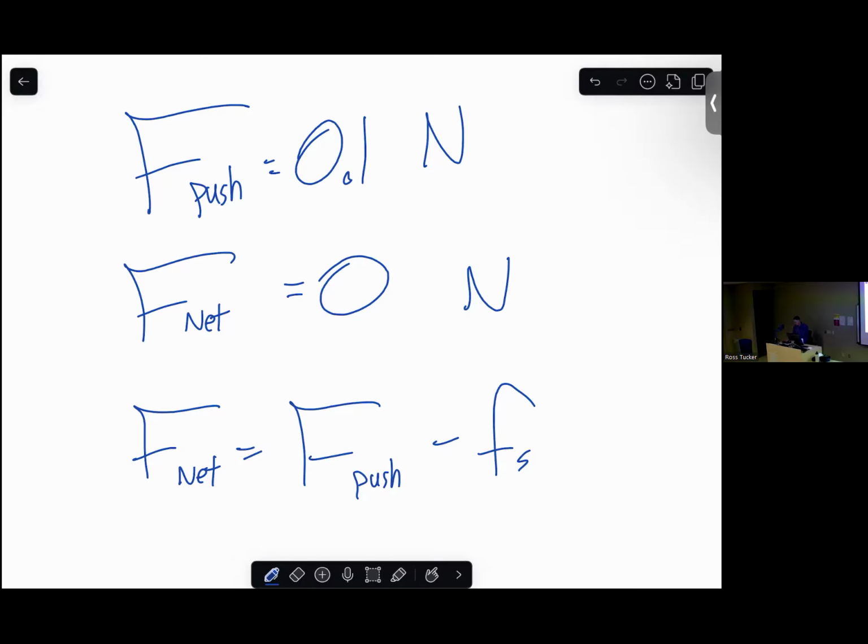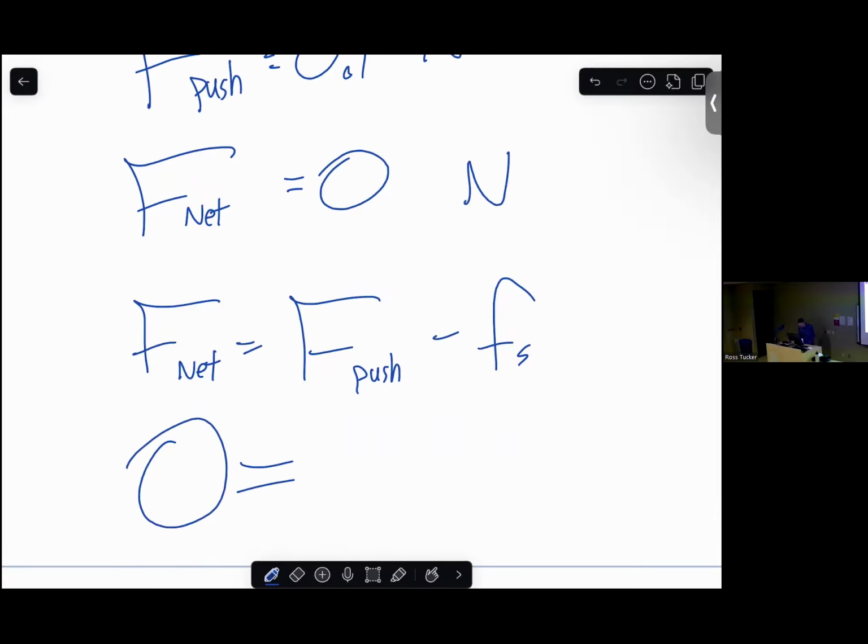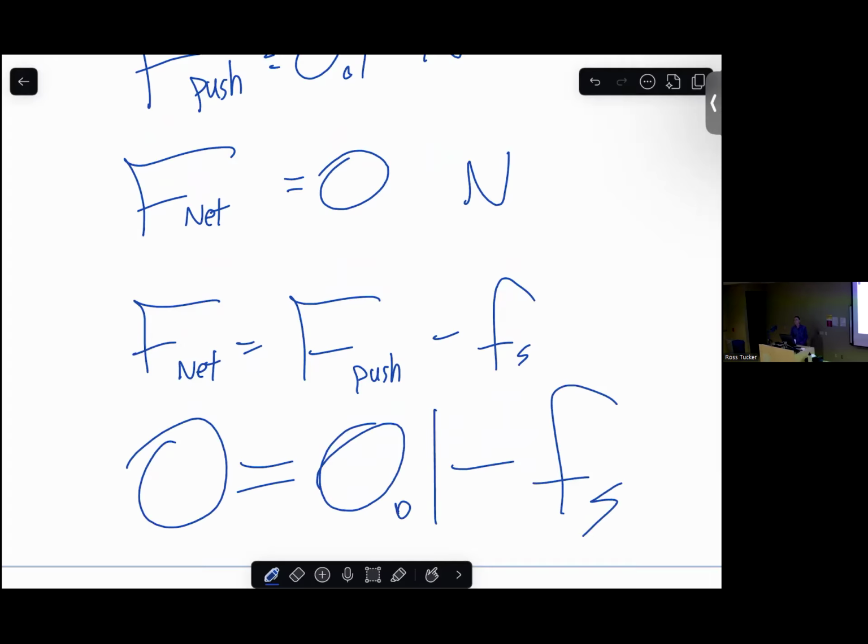Okay, the value of static friction, let's plug in and solve this equation. 0 equals 0.1 minus unknown. The unknown value is 0.1. Static friction is 0.1 in this case. I'm now going to apply 0.5 newtons. Is the phone accelerating? What is the net force on the phone?